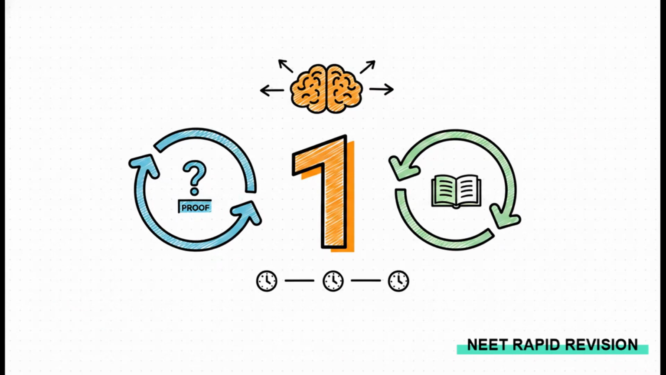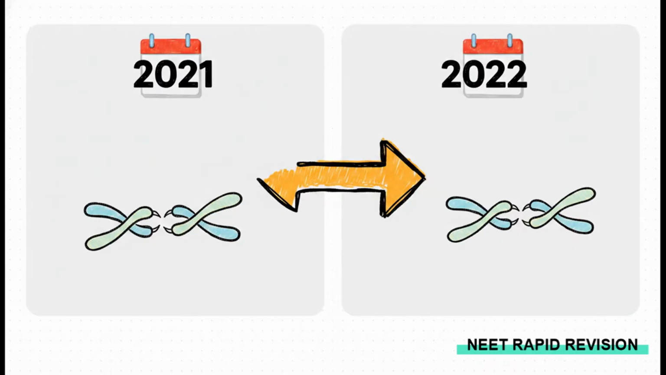And here we are, the number 1 most predictable question for the NEET exam, and it's backed by undeniable proof that sometimes history really does repeat itself. I want you to look at this slide very, very carefully. On the left, you see a question from the NEET 2021 paper. On the right, a question from the NEET 2022 paper. It is the exact same question, word for word. The only thing they did was shuffle the options.